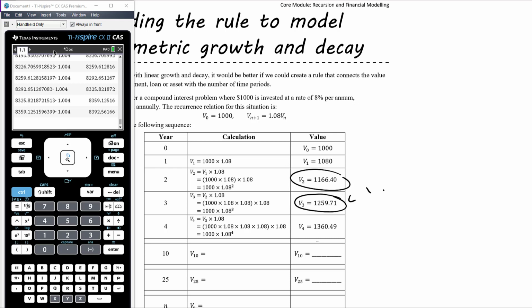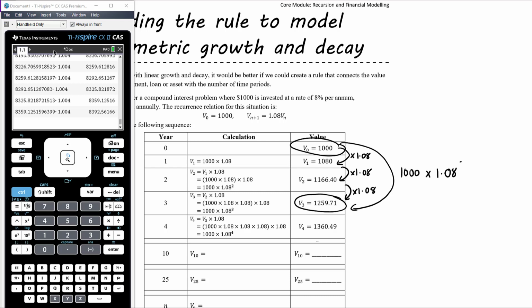Okay. But we want to think about how do we get straight from V0 to V3, and the process that takes us there is that we have multiplied by 1.08 once to get to V1, we multiplied by 1.08 twice to get to V2, and to get to V3 we've multiplied 1,000 by 1.08 3 times. So that is 1,000 times 1.08 cubed, which means times 1.08 times 1.08 times 1.08. Alright, and the same logic follows for 4 times.